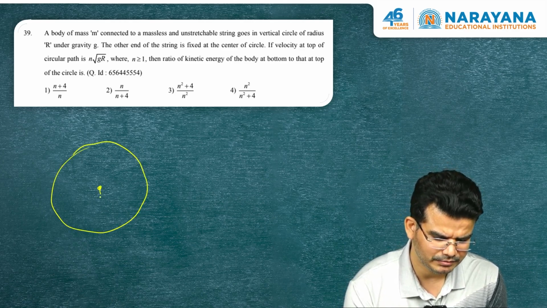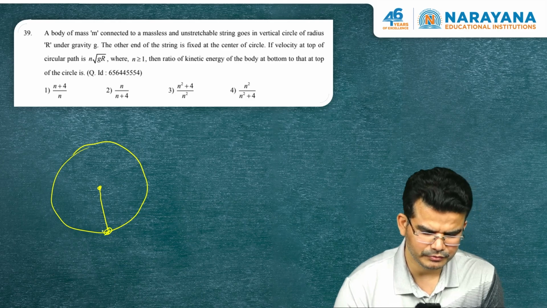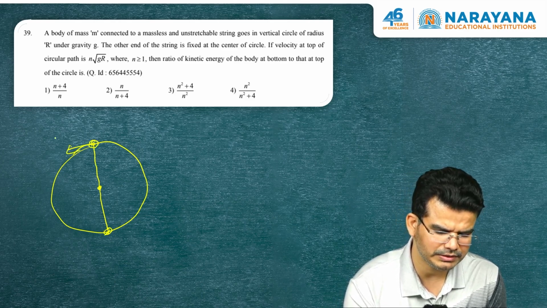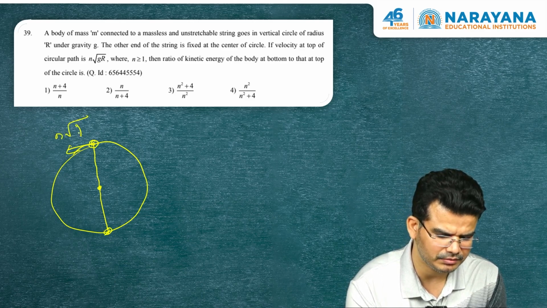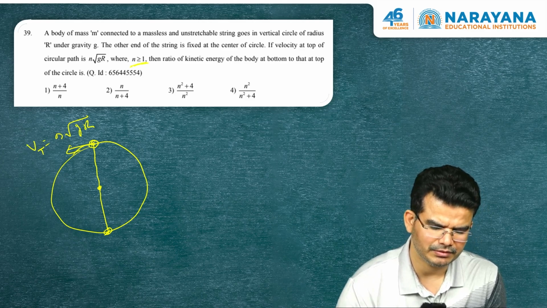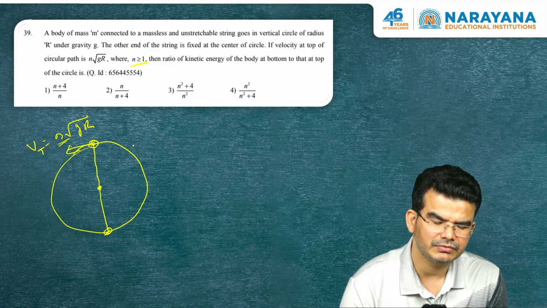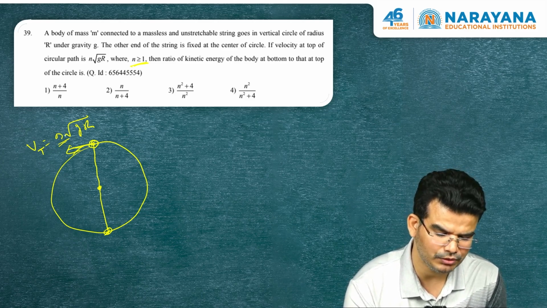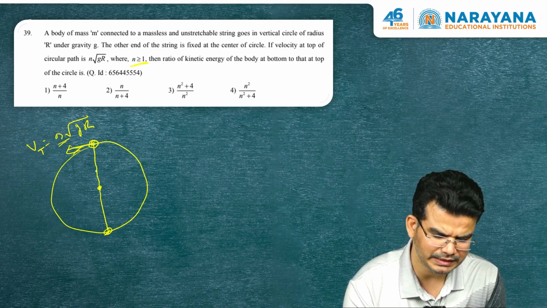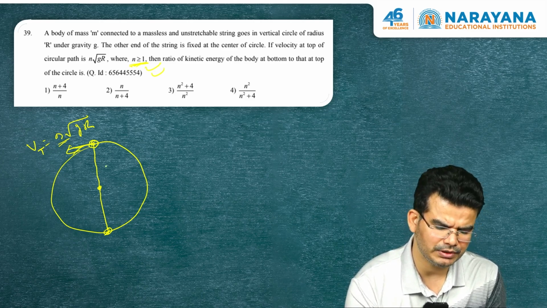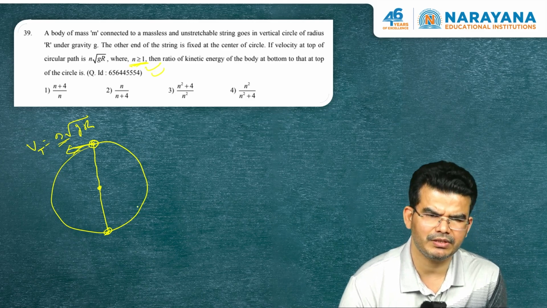So, beta, this is our bob. What they are saying, velocity at the top is known, how much? n root gr, this is velocity at the top, V top, and they are telling n greater than 1. Why are they telling n greater than 1? Because otherwise tension will become 0 somewhere. When velocity was exactly root gr, when n equal to 1, then here tension is just 0. So, they are telling n greater than 1, so that tension is never 0 throughout the path and circular motion continues. Okay.